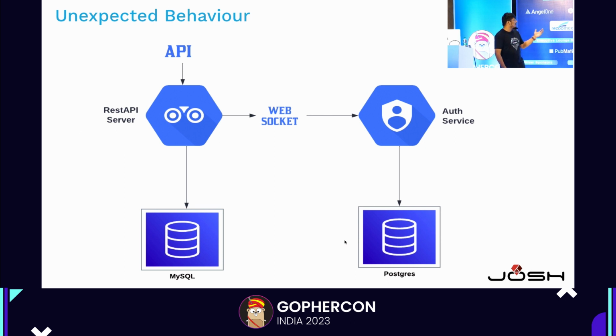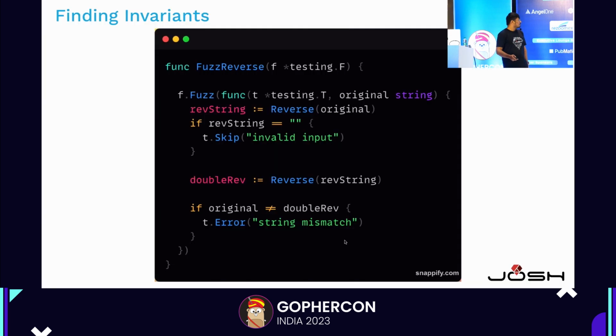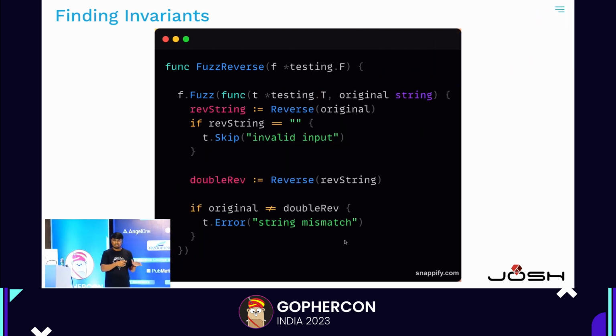So this is one of the unexpected behaviors that might occur in your program. And other than that, there are crashes, hangs, race conditions, which could be there, but you don't know about. And the other things that fuzz testing can identify are logical issues, functional issues. So there are three ways you can set your fuzz target to find out the functional bugs.